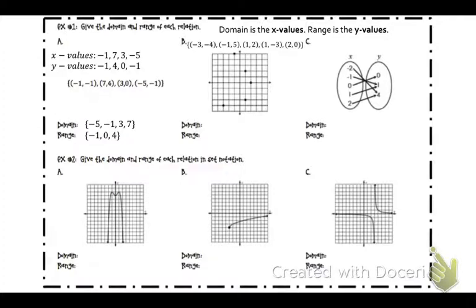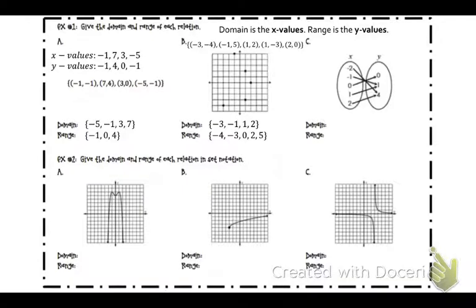So I'm just going to write all those points out. So like that point on the bottom left is negative 3, negative 4. And then there's negative 1, positive 5, 1, 2, 1 and negative 3, and 2, 0. So I have all my values. Then I'm just going to write my domain. So my domain is negative 3, negative 1, 1, and 2. Because those are all of the x values. My range is negative 4, negative 3, 0, 2, and 5.